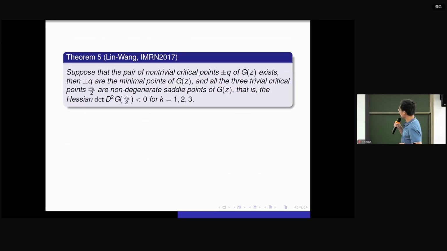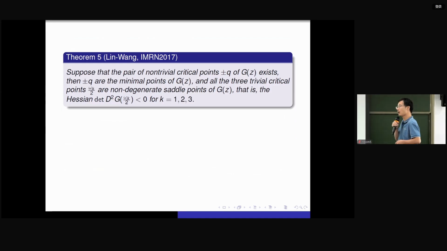So what can you say about the non-trivial critical point? Lin and Wang proved that if the non-trivial critical point exists, then these non-trivial critical points are minimal points of the Green function. And then all the three trivial critical points are non-degenerate saddle points. That is, the Hessian is less than 0.